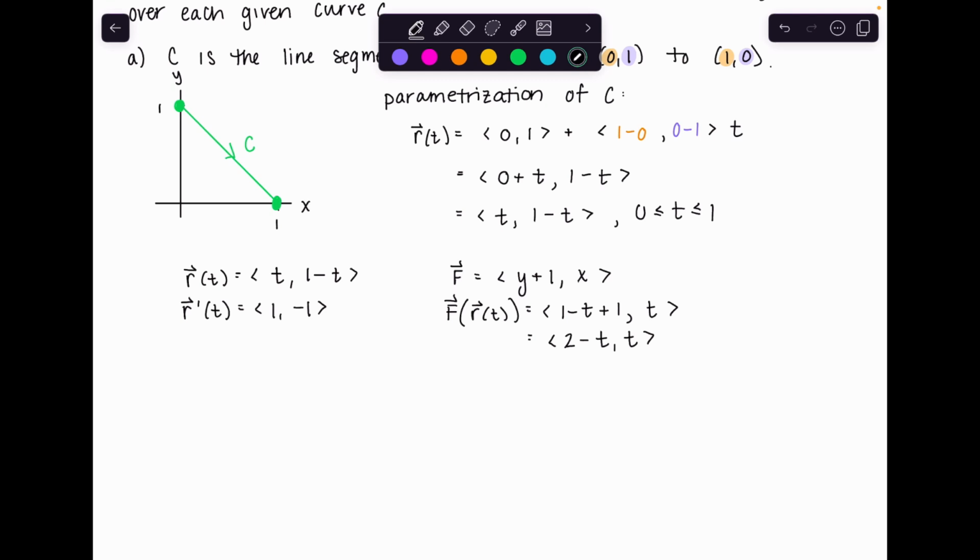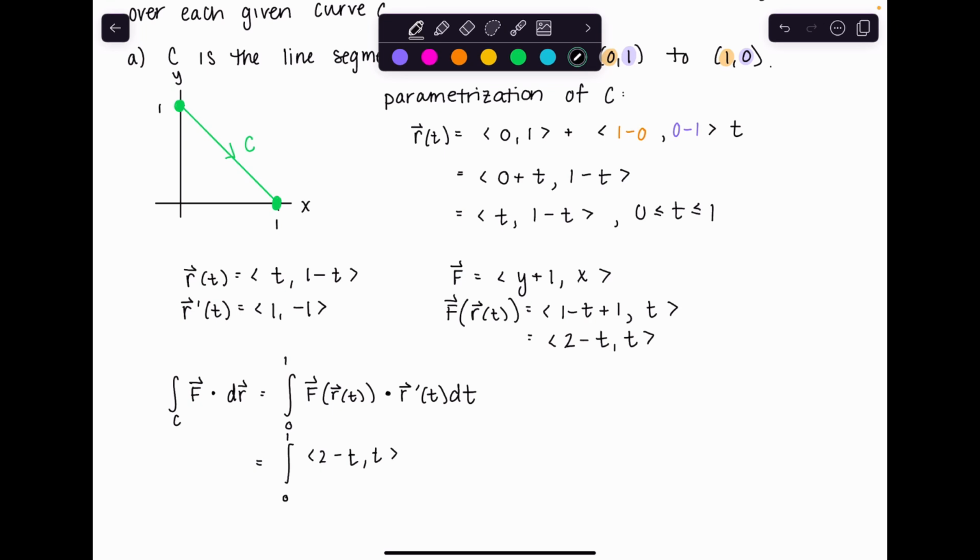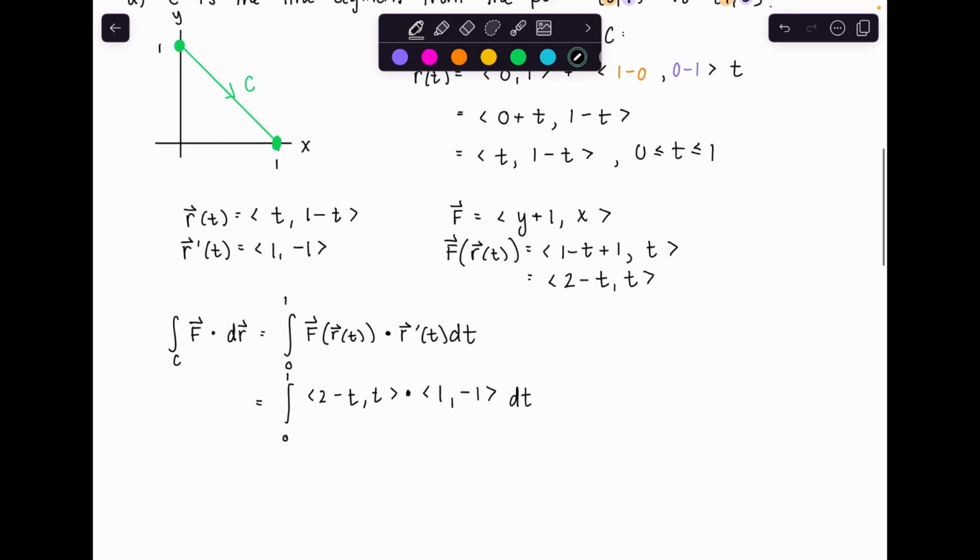You can jump into the line integral, completely up to you. So if we want to find this line integral, we integrate from 0 to 1 of F evaluated at r of t, dot product with r prime of t, dt. So that's the integral from 0 to 1 of (2 minus t, t) dotted with r prime of t, which is (1, -1). And then we integrate with respect to t.